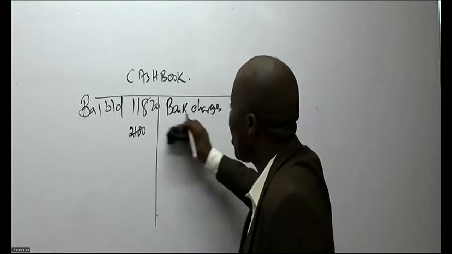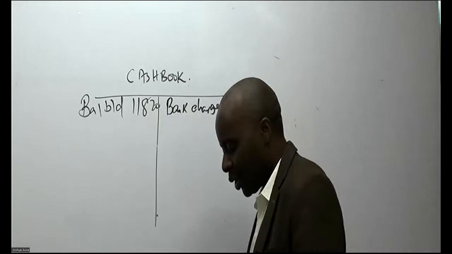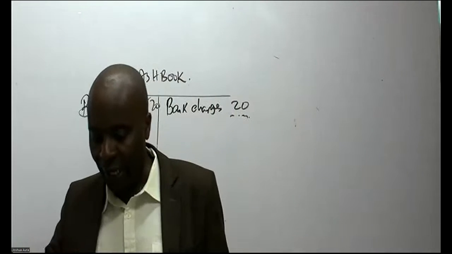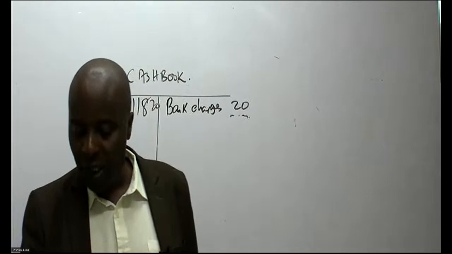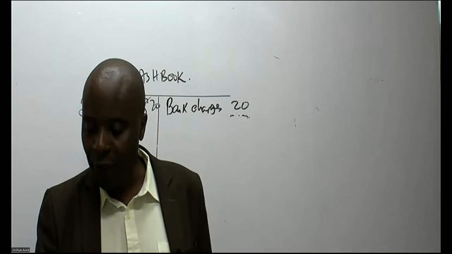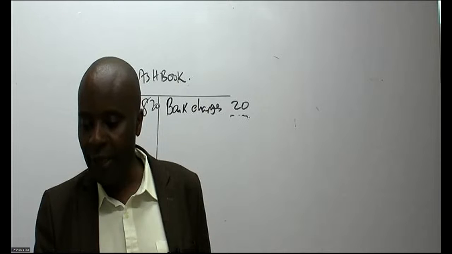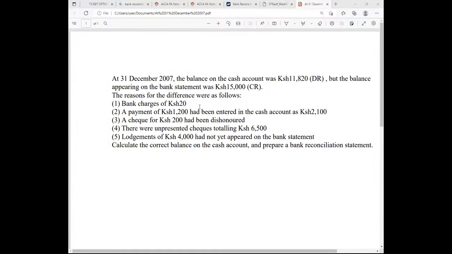But now, why should I really do that? A good student will tell you that whenever there are discrepancies in the cash book because of an error, go ahead and give us that difference. What is the difference here? A payment of 1,200 has been entered in the cash account as 2,100. So give me the difference between the two: 2,100 minus 1,200, isn't it? That difference is the error, and it is 900.